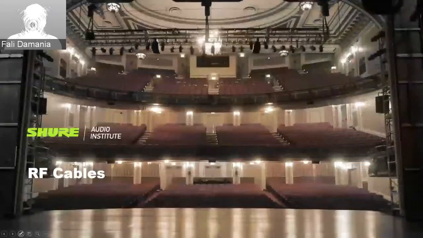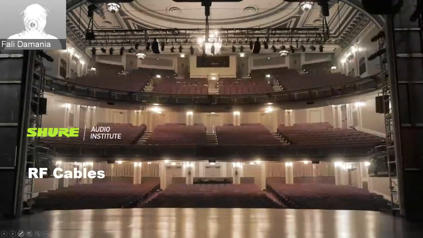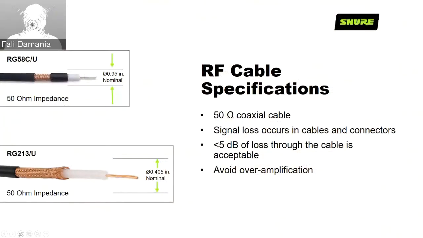We're going to quickly get into RF cables. One of the most common RF cables which you'll see is the RG58C/U. Very important, firstly, we use 50 ohm impedance cables. We do not use 75 ohm cables. 75 ohm cables are meant for video.